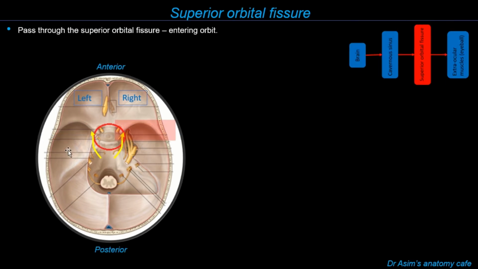Now, after exiting through the cavernous sinus, these three cranial nerves will pass through a region which is known as the superior orbital fissure. The superior orbital fissure is a slit-like space which is bounded superiorly by the lesser wing of the sphenoid bone, which you can see at the top over here, while its inferior margin is formed by this greater wing of the sphenoid bone. You can't really see the superior orbital fissure clearly over here because the lesser wing of the sphenoid bone is obscuring your view. The fissure would be situated between the lesser and the greater wings of the sphenoid bone.